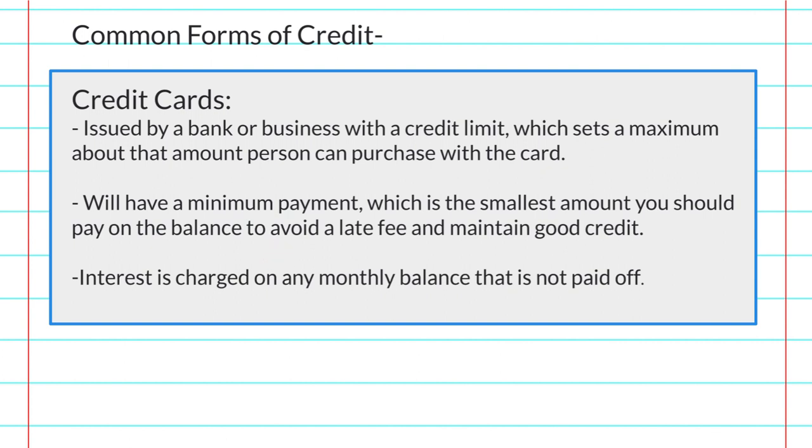However, if you do not pay off that entire balance when you get the bill, there is an interest charge, and that interest is going to be charged on any monthly balance that is not paid off. So if you just make the minimum payment and you have extra money still on the balance of that card, you will be charged interest on those balances that are not paid off every month.